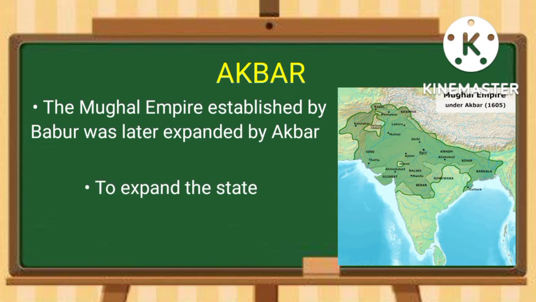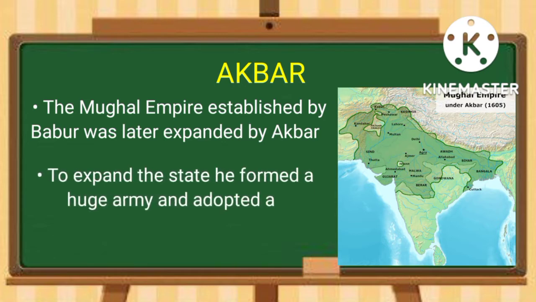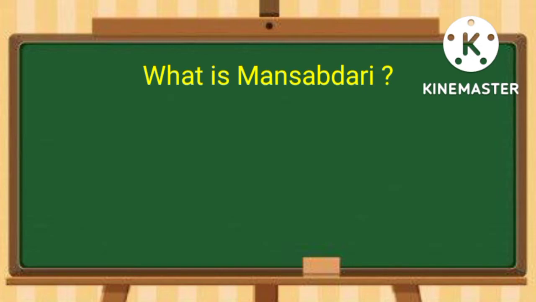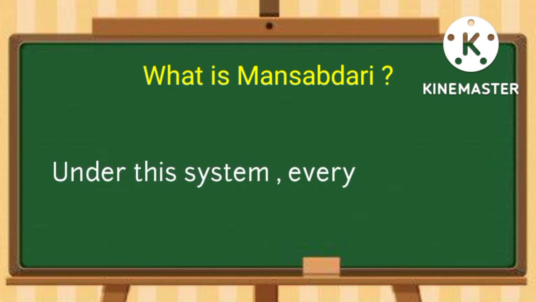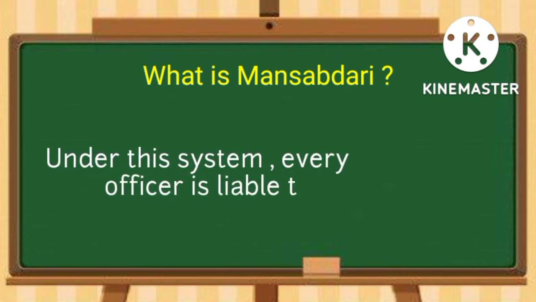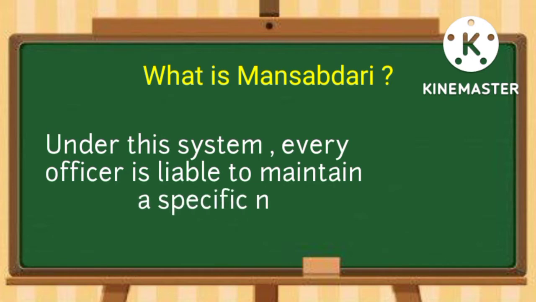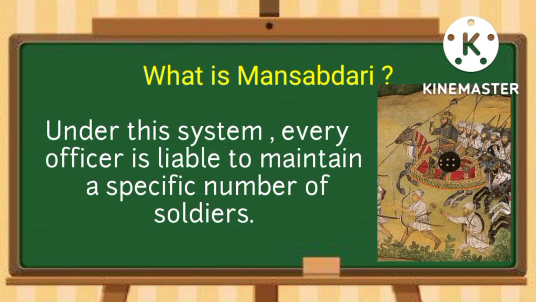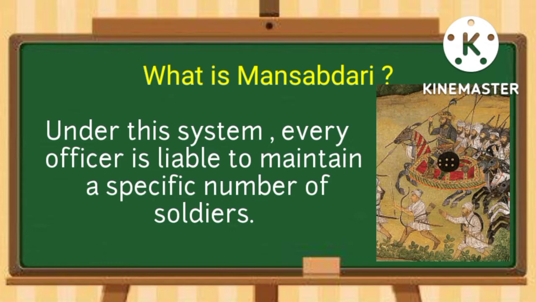For expanding the state, he made a huge, very large army and adopted a system called Mansabdari. So what is the Mansabdari system? Under this system, each and every officer is liable to maintain and control a specific number of soldiers. That's the system.